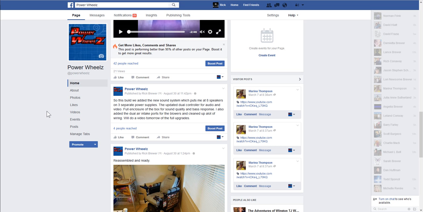Now, we find that all throughout this particular page and others. When it comes to a level of popularity, you want your post to jump out at people. And it is very easy for your post to get lost on someone's news feed if it doesn't contain a picture or a video associated with it. You are far more likely to see the post if it has a picture or video associated with it. So that's why you have 4 people reached versus 42 people reached.